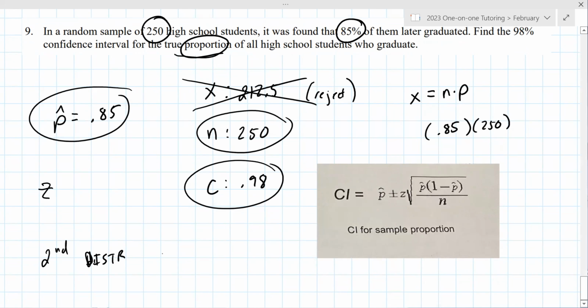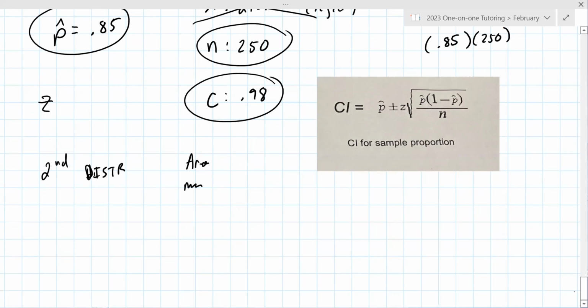So can you do the inverse norm option, second distribution, inverse norm? Yours is going to have it written out, where it's area, mean, and standard deviation. So yours has area, mean. Does it have like a tail issue? Yes, left, center, right. Okay, so left, center, and right. Okay, so for confidence intervals, you want to choose center.